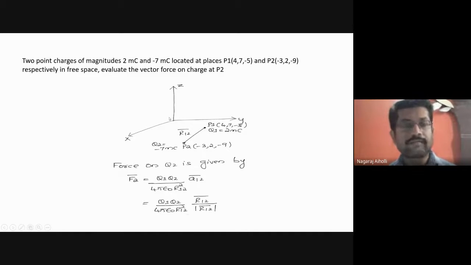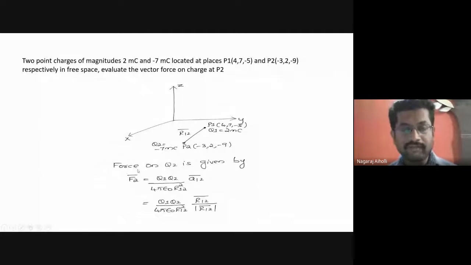Then we have to find the vector force on the charge at P2, the force on P2 produced by P1. Whatever the charge present at Q2, the force acting on that charge due to charge Q1 at P1 should be calculated.